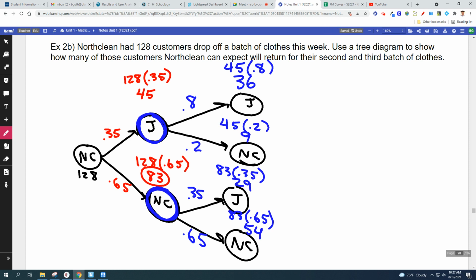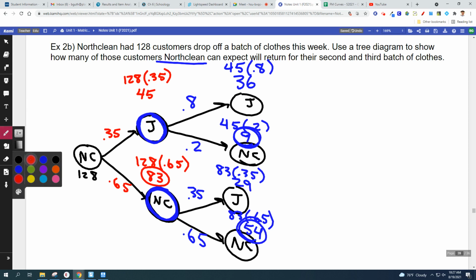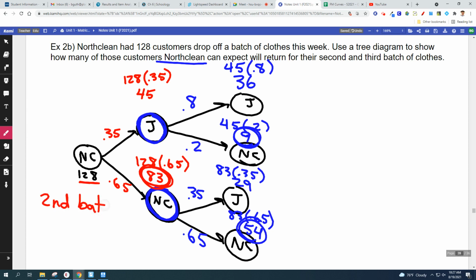So we want to know how many are going to return to North Clean. And so that's this number and this number. Okay, so if we're talking about how many of those 128 people returned to North Clean for their second batch, 83.